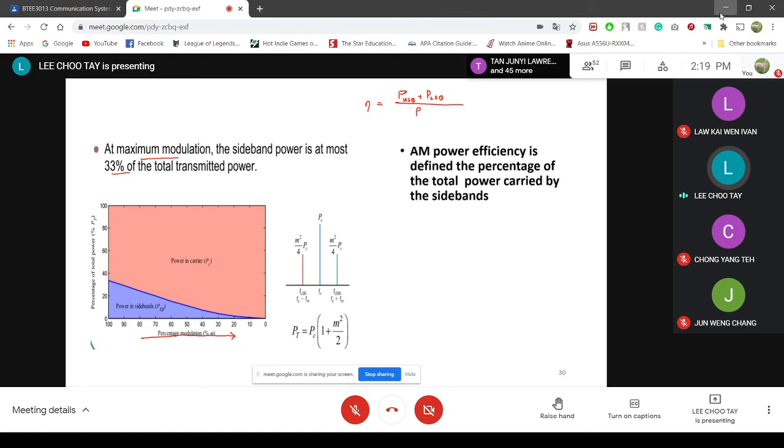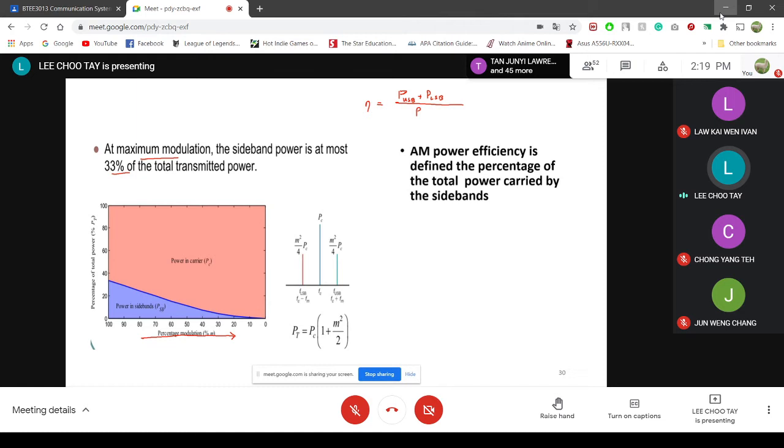Increase the modulation index to 1. Yes, good. It can be maximized by setting the modulation index to 1. This is the exact answer I'm looking for. The power efficiency can be maximized by setting the modulation index to 1.